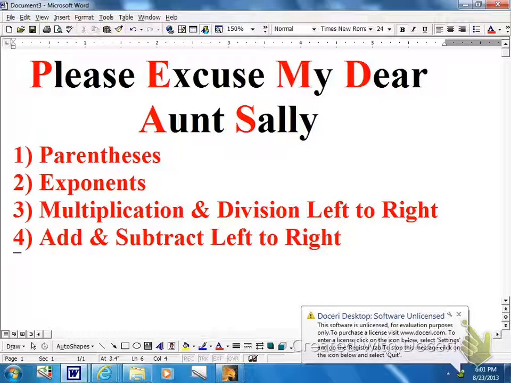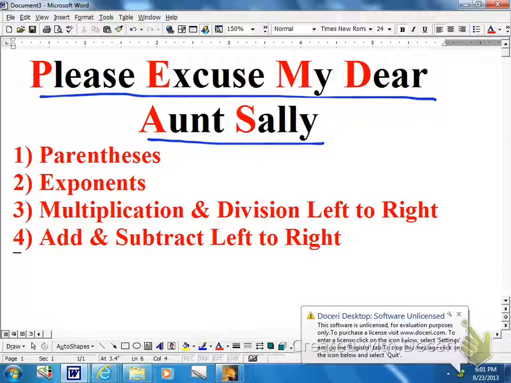Okay, there is an order to the operations and how you solve problems like this. If you can remember, please excuse my dear Aunt Sally. That will help you. Please excuse my dear Aunt Sally. The P is the first thing you do, which is parentheses. I didn't have any parentheses in my problem. If I did, I would have to do the operations in there first.